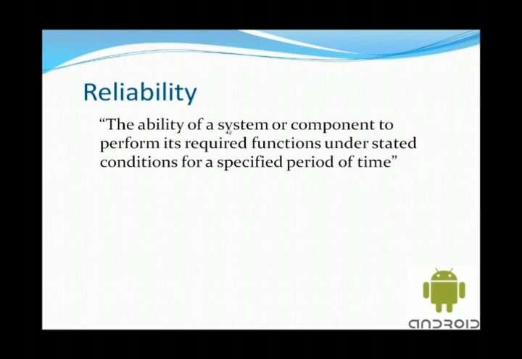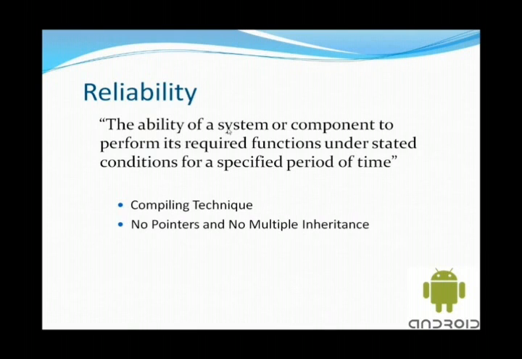The following factors directly affect the reliability of the language. First, compiling technique. Second, no pointers and no multiple inheritance. Then type checking, exception handling, and aliasing. Aliasing will reduce the reliability. Those are the main factors affecting reliability. So let's discuss these factors in detail, starting with compiling technique.